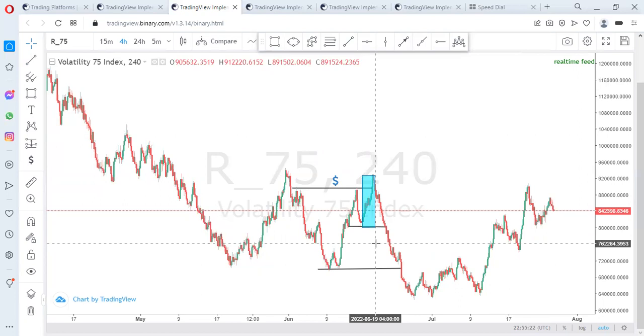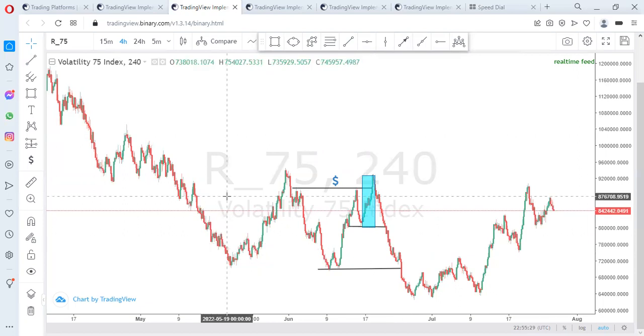And another way to identify a valid institutional candle is that you must consider the market flow. If you don't know anything about market order flow before now, just check our videos we have up here.